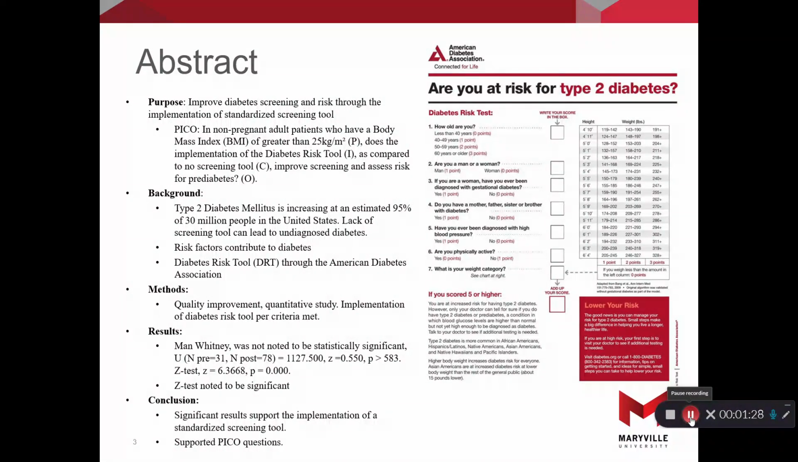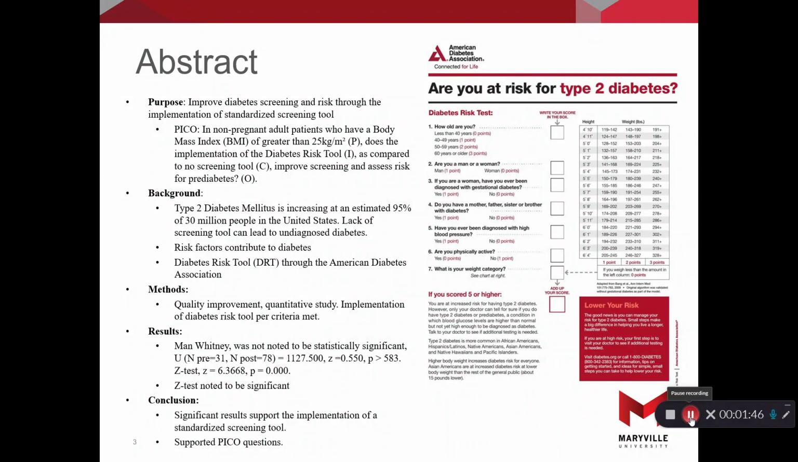The background is that type 2 diabetes is increasing, with an estimated 95% of 30 million people in the United States affected. This can be related to the lack of a screening tool, which can lead to undiagnosed diabetes, which can lead to further complications. So again, it's about being able to identify the risk factors that could contribute to diabetes.